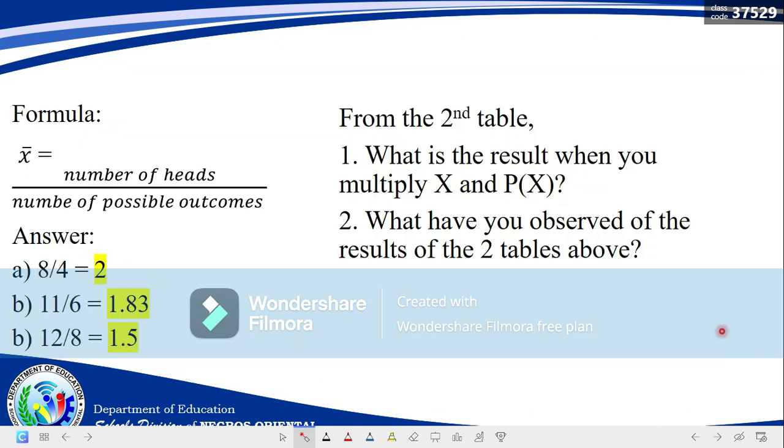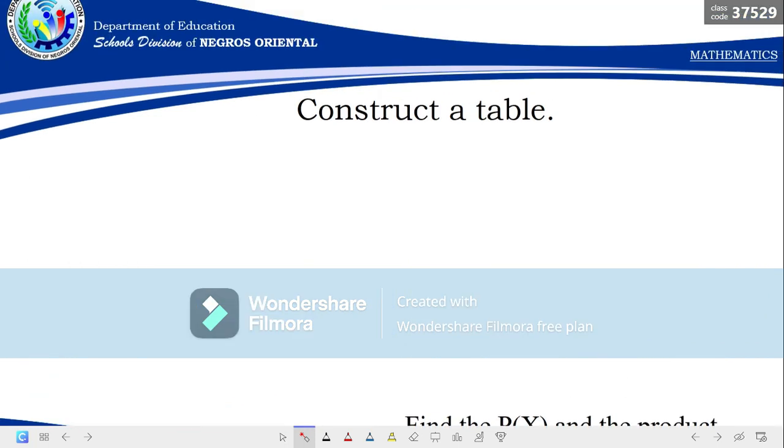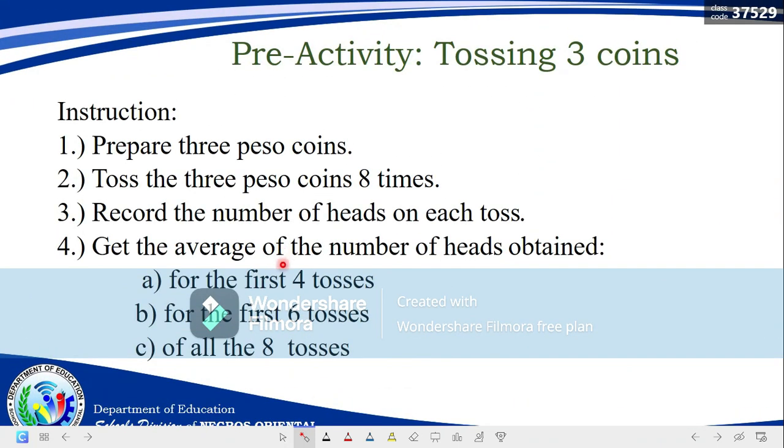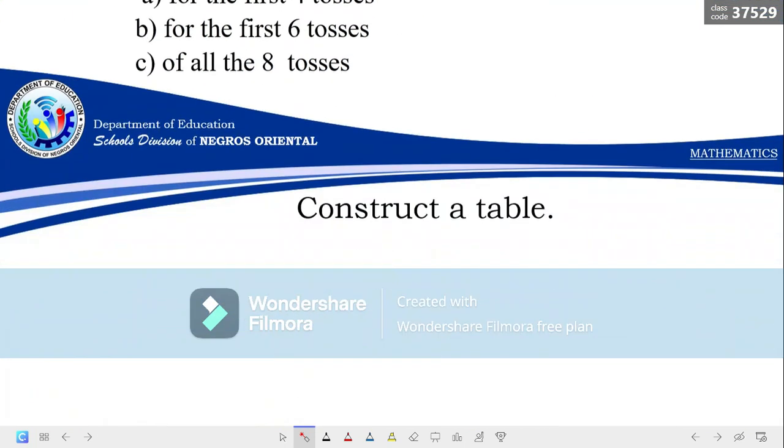Okay, let's continue. So we have here the formula for the answers. So we're going to look at the answers now. The questions first. The question here was, what is the average of the number of heads obtained for the first 4 tosses? Let's check.